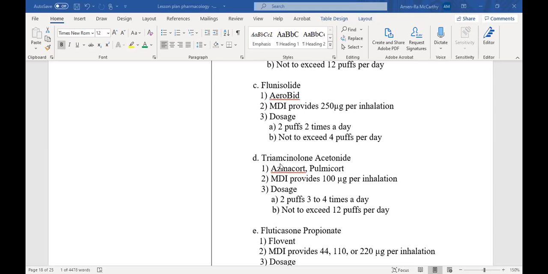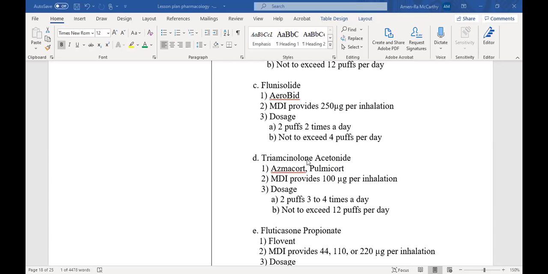The next one is triamcinolone. Triamcinolone is the generic name for Azmacort or Pulmicort. You'll hear this one a lot. Pulmicort is one we use in the hospital a lot.